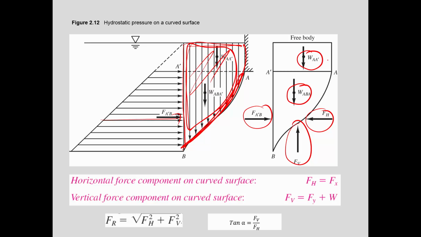So anytime you have a curved surface, you look at the weight of the water on top, on the vertical, that is your vertical component, and then the pressure on the side. And so the resultant force would be coming from this direction, and it's following the same as in statics. So you have a horizontal and a vertical component, and then you have an angle, and then the resultant force.